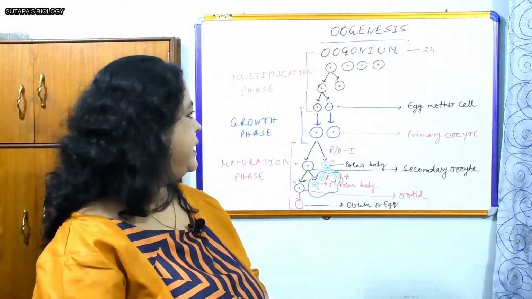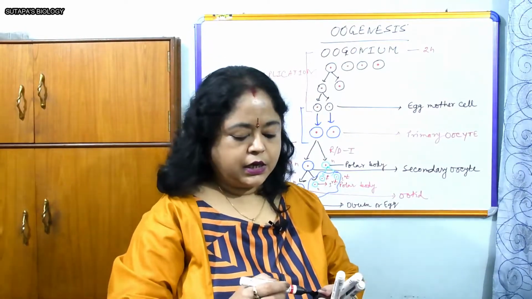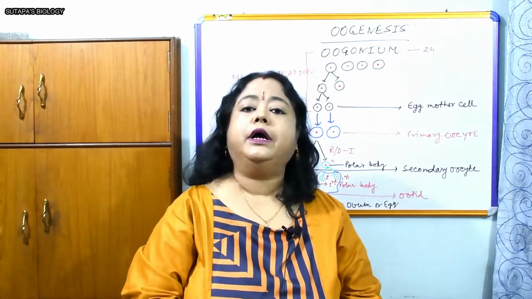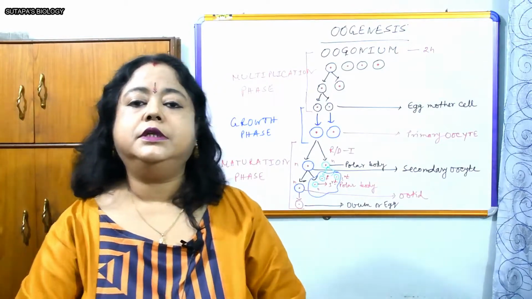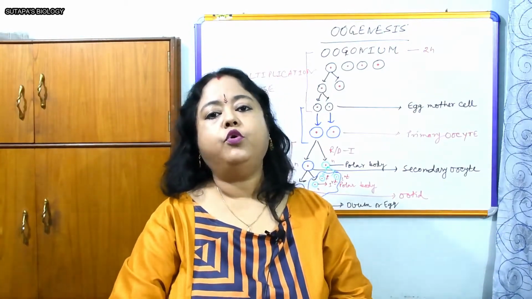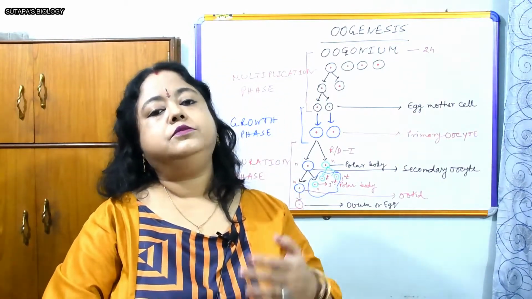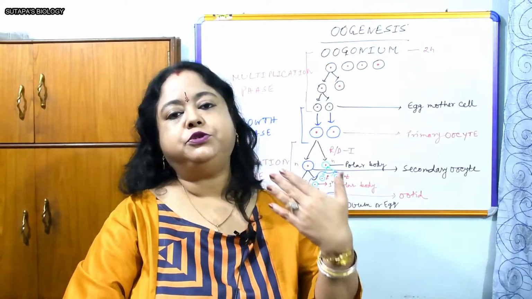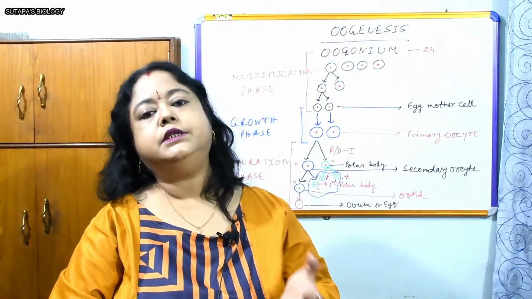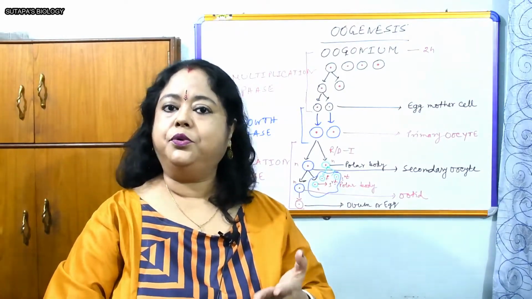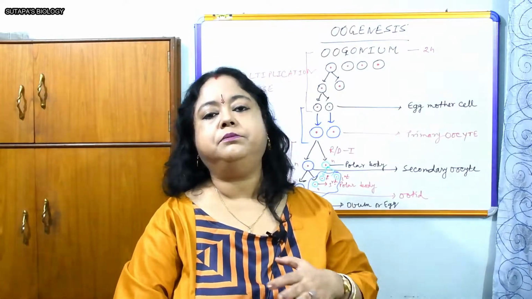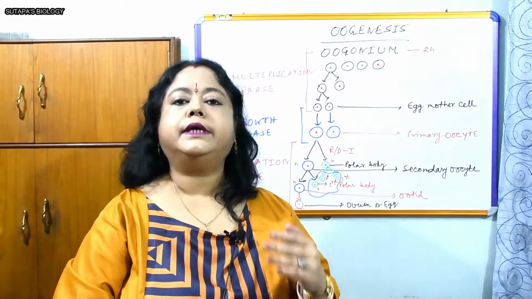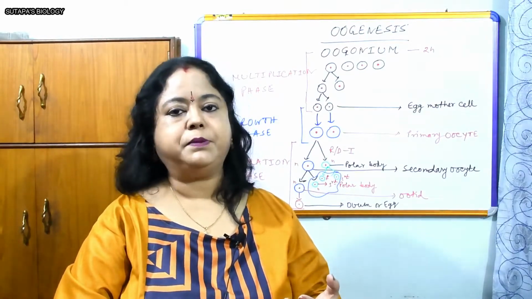So this is a very important information for your competitive exams also. The question comes in this manner: in which phase does the ovum get released from the ovary? That is in secondary oocyte stage. Okay, that is the maturation phase. In the secondary oocyte stage, the ovum gets released from the ovary, and after fertilization, the complete divisional phase takes place, and then the zygote will form from the ovum and sperm.